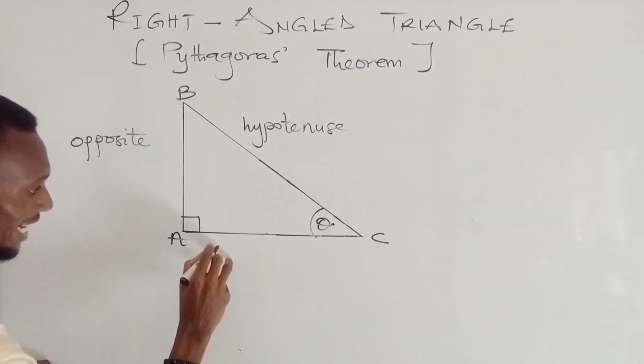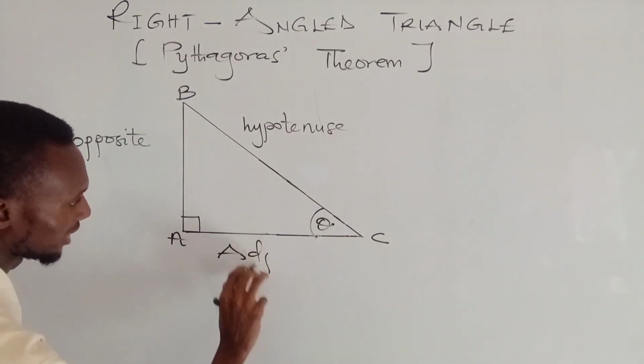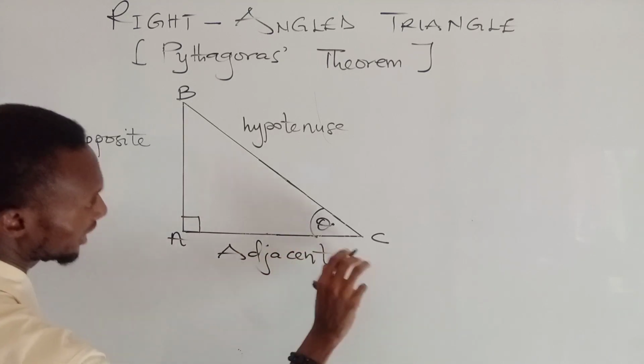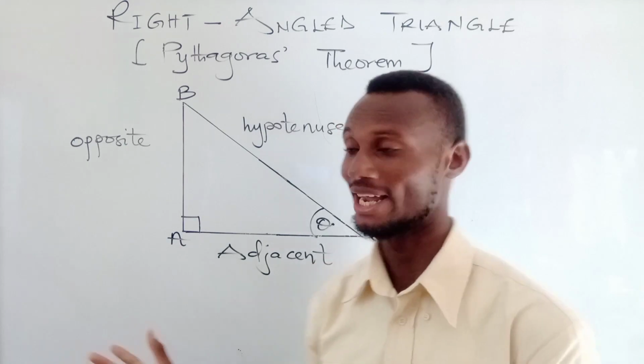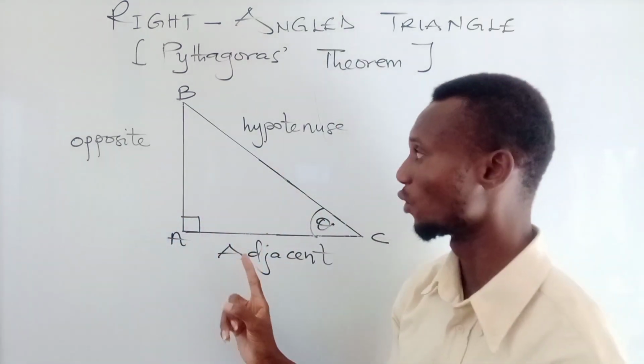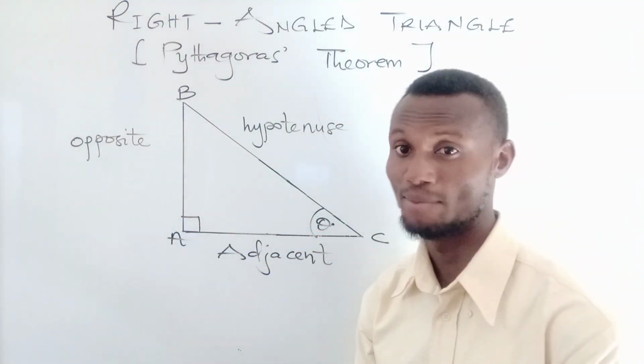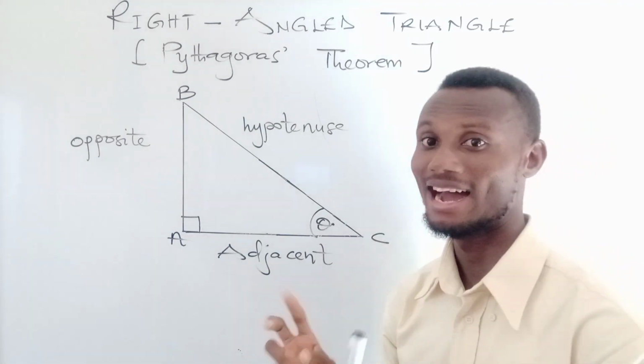So here is the adjacent. These are the sides of the triangle and the names given to them. I'm going to go over it one more time so that you get a better understanding of it.